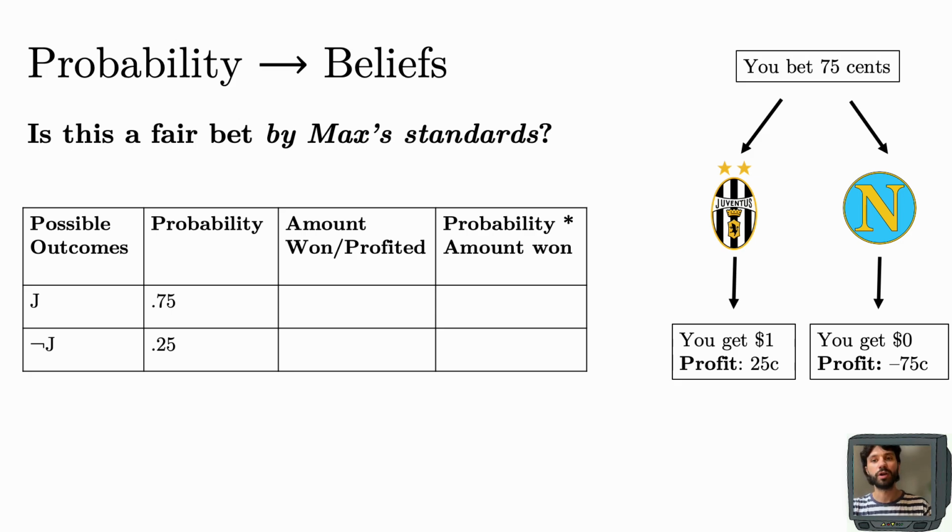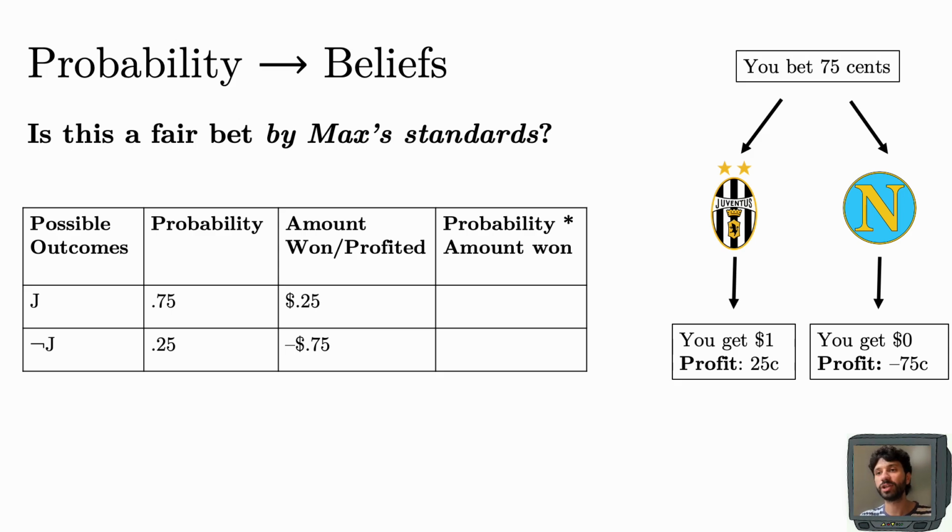And what's the amount won or profited? So let's just look at the diagram. We see that if Juventus wins, the profit is $0.25, right, 25 cents. And similarly, we can look at the diagram to see what's the amount won or profited if Juventus loses. In other words, if Napoli wins, well, it's minus 0.75, right? Minus $0.75 is equivalent to losing 75 cents.